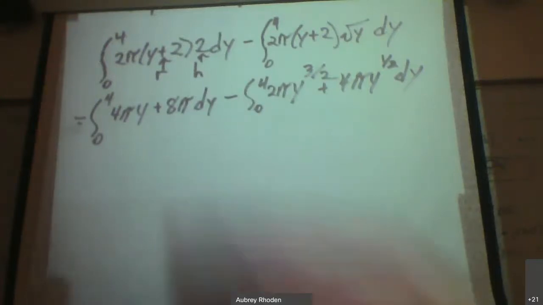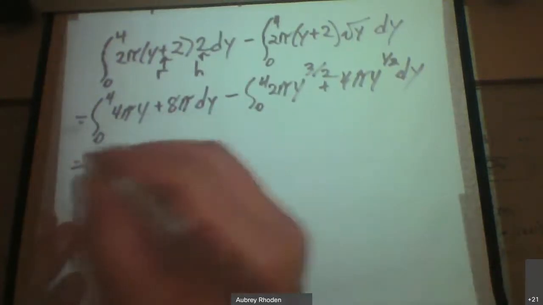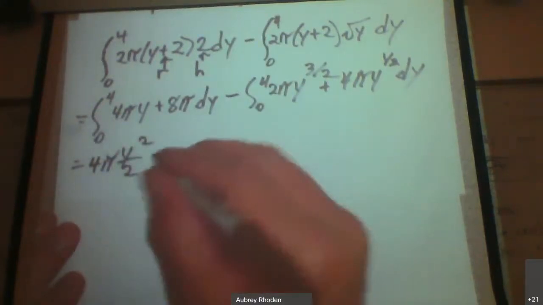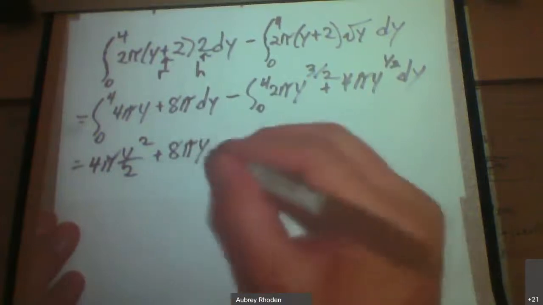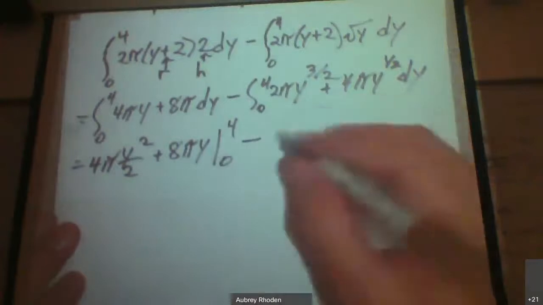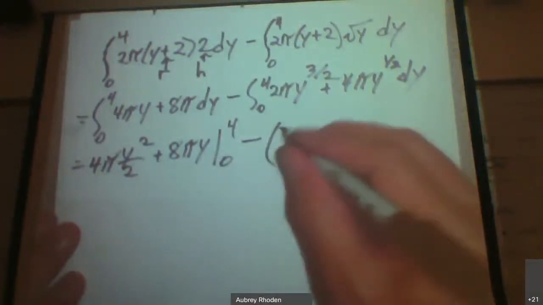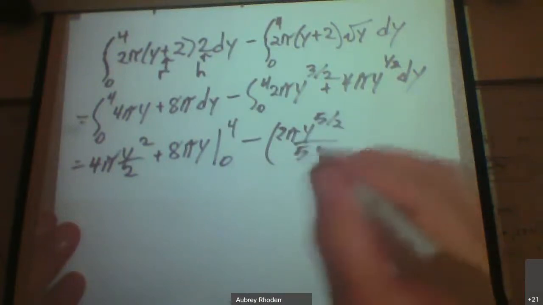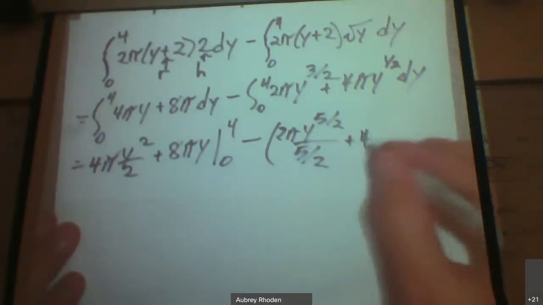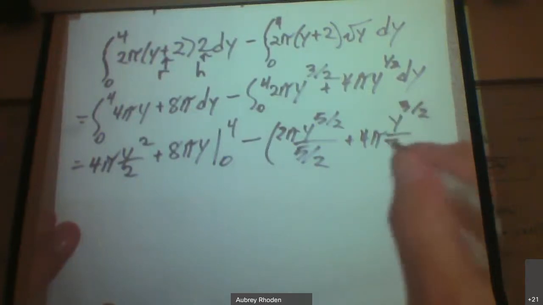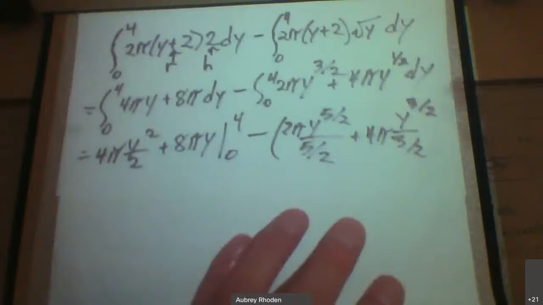So what is this going to become? This is going to become 4 pi times y squared divided by 2 plus 8 pi y, evaluated at 0 and at 4, and then minus, with some parentheses, 2 pi times y to the 5 halves divided by 5 halves, plus 4 pi times y to the 3 halves divided by 3 halves. Let's close those parentheses. This one also has to be evaluated at 0 and at 4.